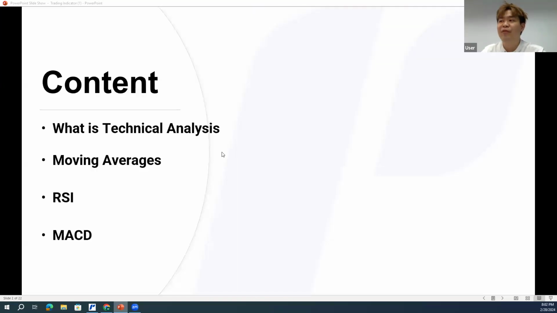So the first thing that we will discuss is what is technical analysis. Mostly for today's content, we will focus on technical analysis, not fundamental. So we will try to understand what technical analysis is, why it is very important for us to understand technical analysis, and then these are the 3 indicators that we will focus on tonight: moving average, RSI, as well as the MACD. These are the 3 main indicators that we will be covering tonight.